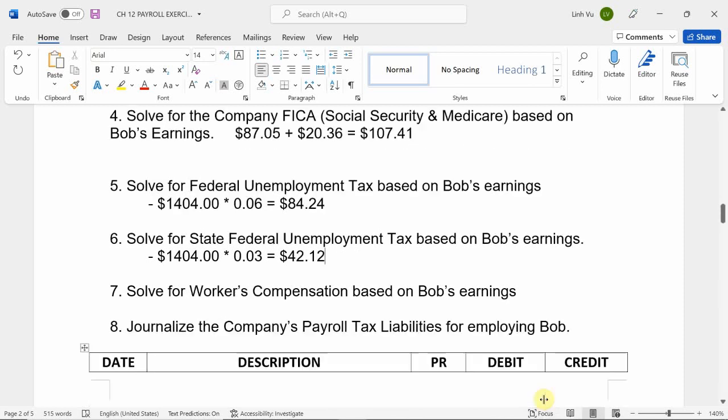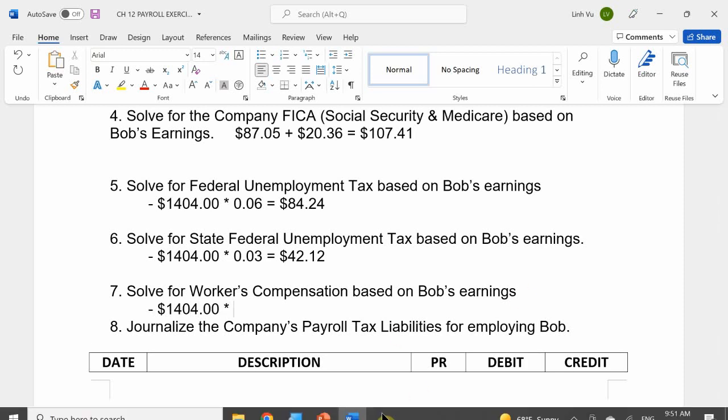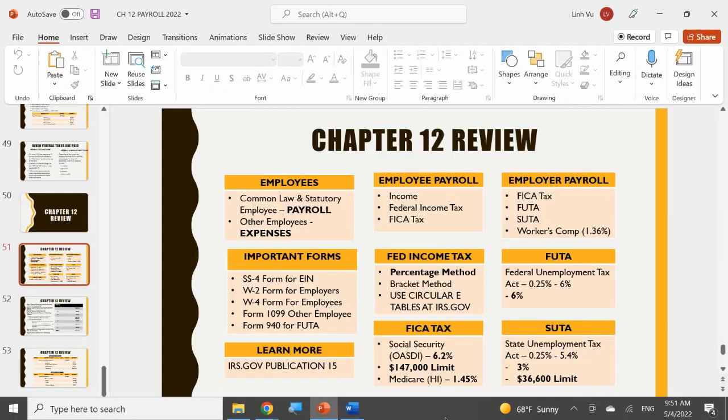Okay. And of course, we're going to protect the company and protect Bob, so we're going to do workers' compensation based on Bob's earnings. What is the percentage for workers' compensation?